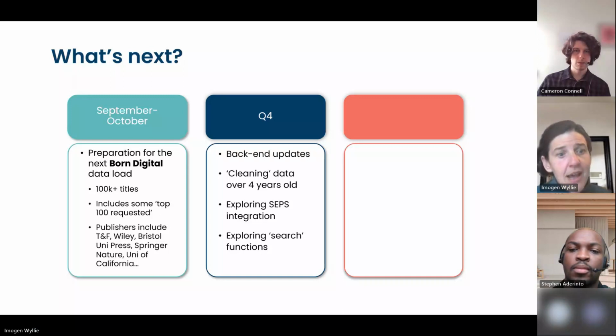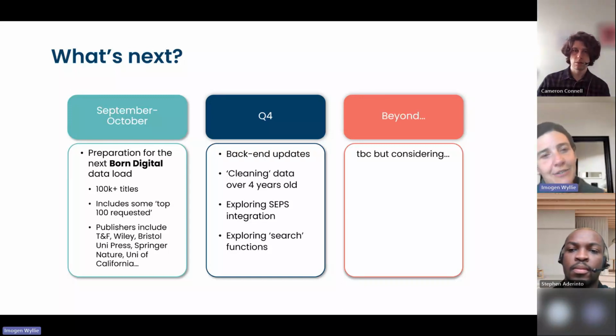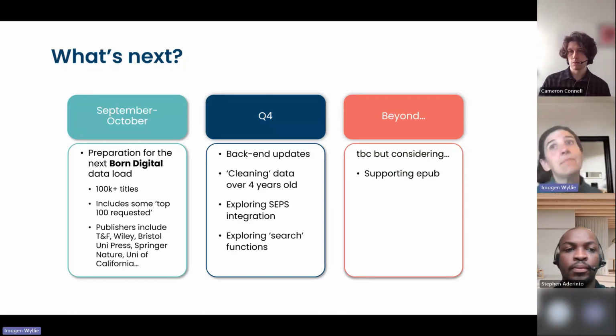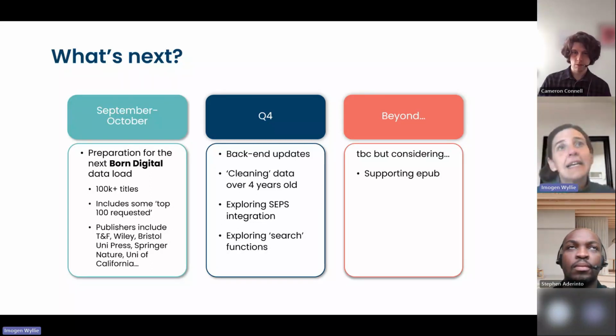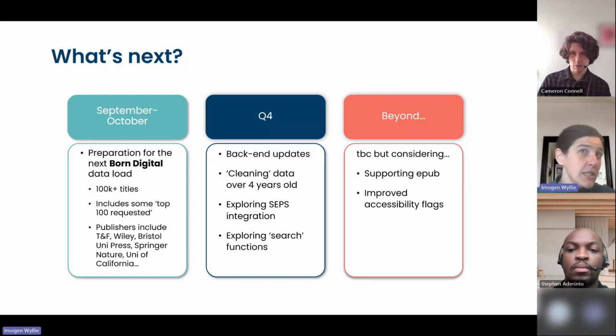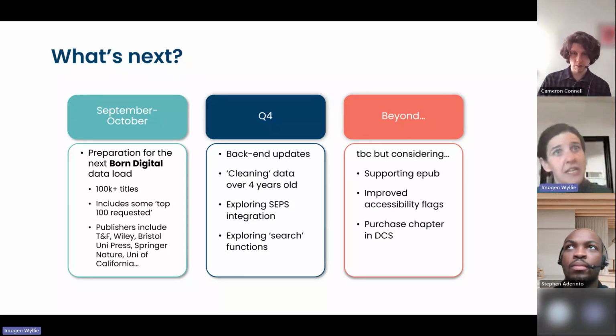together. And then finally, there's a long list of ideas for next year, but some of the key things that we're looking at: supporting EPUBs, so ingesting EPUBs into our Born Digital set, improving the accessibility flags. Again, we've talked about accessibility quite a lot with anyone on engagement calls. The ability to purchase a chapter in the DCS, so kind of like eHES, but with the material already there. And I don't know, open to suggestions.